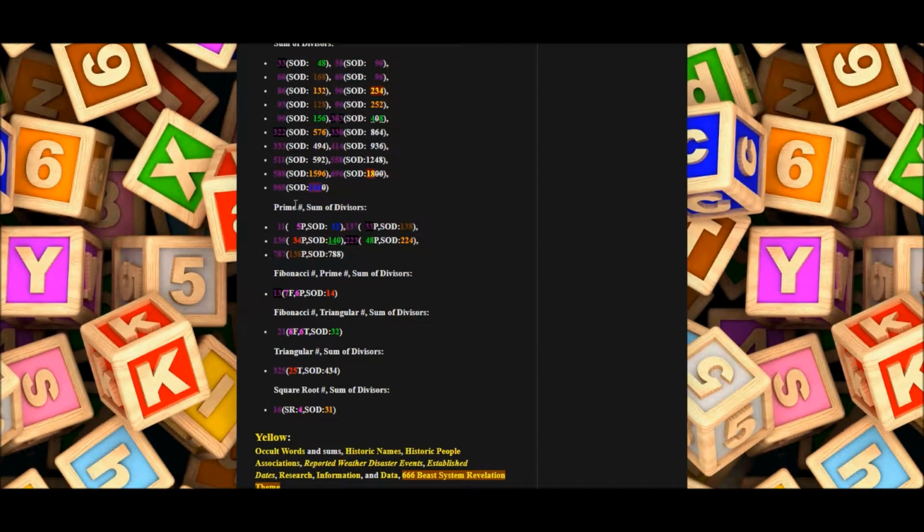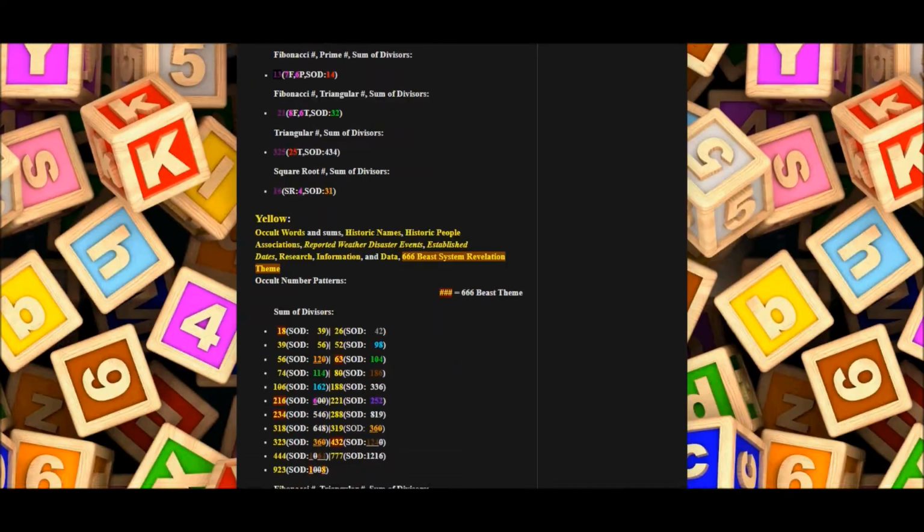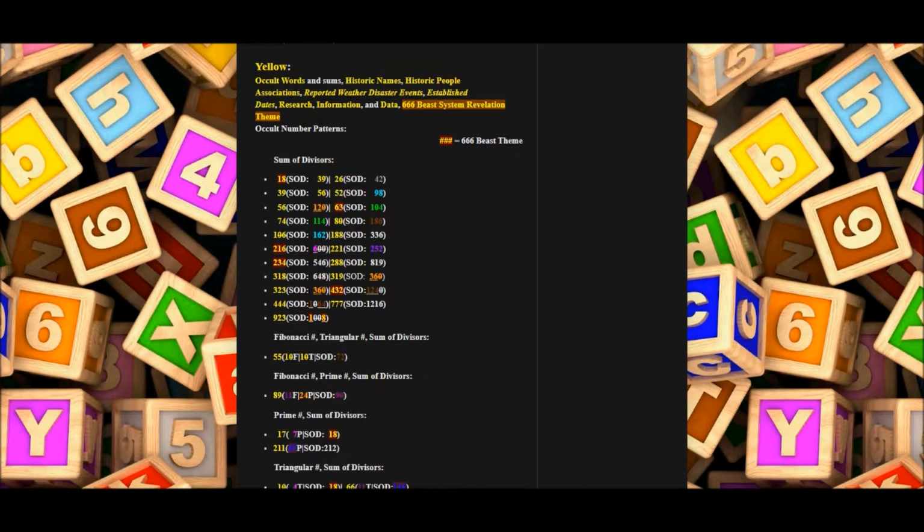If you see these underneath here, they're separated by categories. You have the prime sum of divisors, the Fibonacci prime sum of divisors, the Fibonacci triangular sum of divisors, triangular sum of divisors, and then square root sum of divisors. So every area of color coordination is separated by these categories in order to see what connects to what by what mathematical scale. Yellow is occult words and sums, historic names, historic people and associations, reported weather disaster events, established dates, research information, and data.